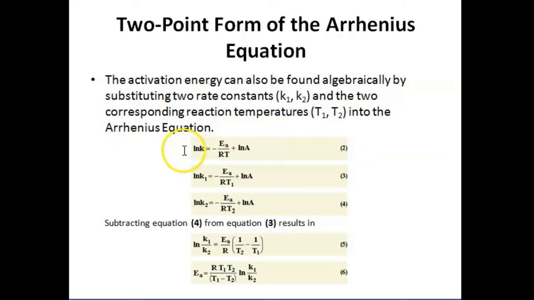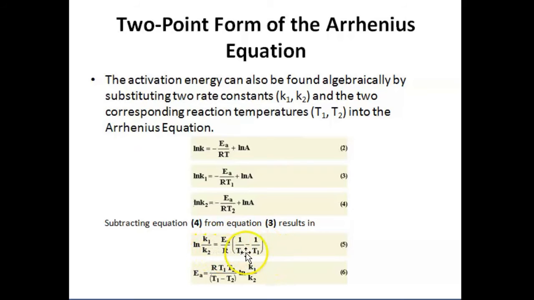So when we take the basic form, ln k = -Ea/RT + ln A, with respect to two rate constants, ln k1 = -Ea/RT1 + ln A, and ln k2 = -Ea/RT2 + ln A. Now if I subtract equation 4 from equation 3, we get ln(k1/k2) = Ea/R × (1/T2 - 1/T1).